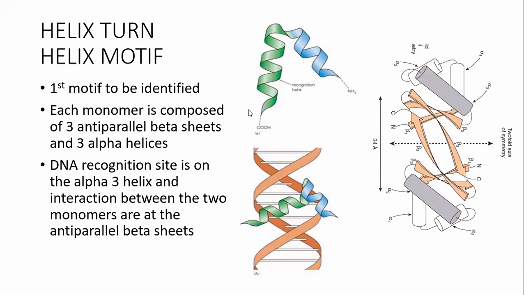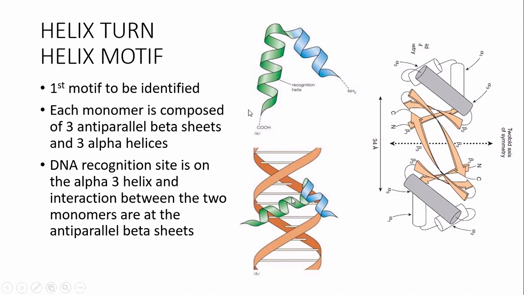First is your helix turn helix motif. Okay? It is the first motif to be identified, and each monomer is composed of 3 antiparallel beta sheets. Okay? This is a monomer ha. One monomer to. Please remember this ha. One monomer. Okay? One monomer pa lang yan. Anong general natin? It forms a dimer.